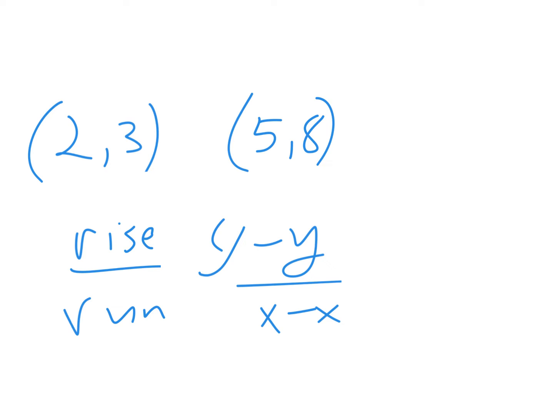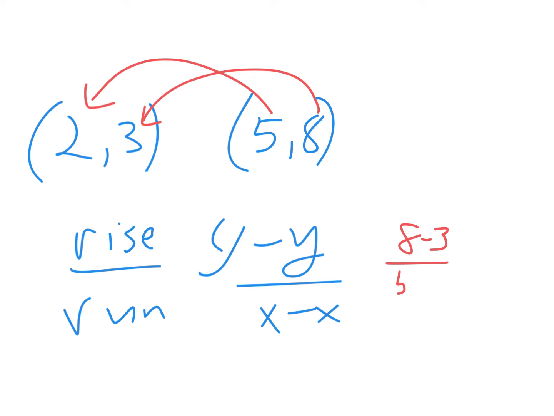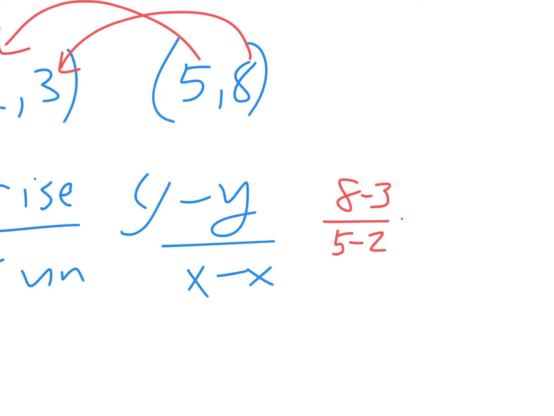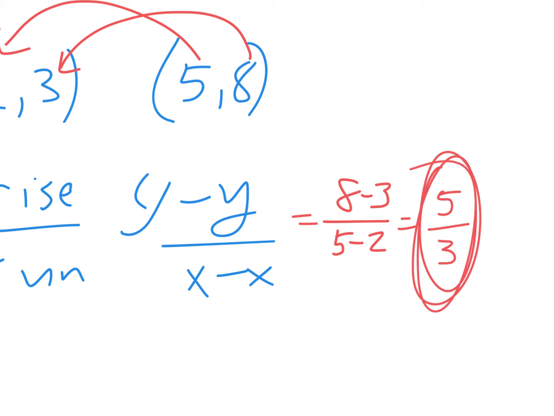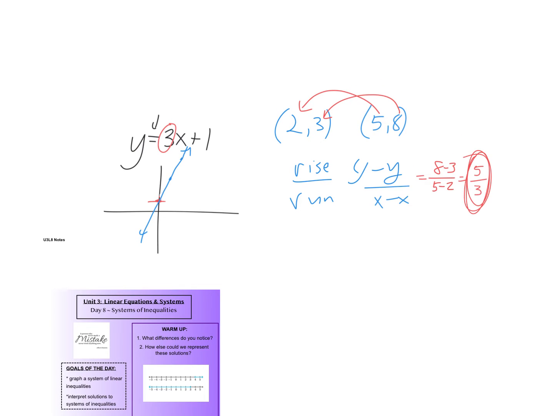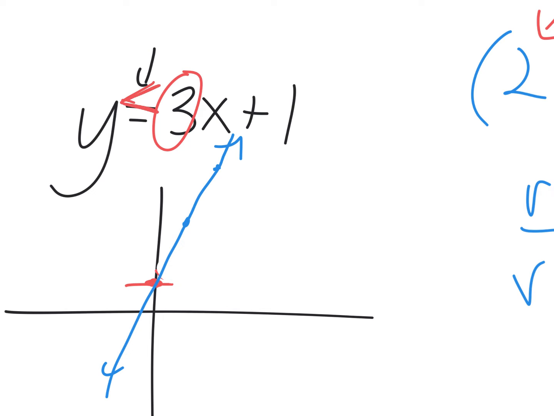Grace, tell me how you are finding the top part of the answer. Yep. 8 minus 3 over 5 minus 2. You have to keep it in that same order. Nice. Then 8 minus 3 is 5, over 5 minus 2 is 3. 5/3 is the slope. How many of you feel like you could do that? Good.